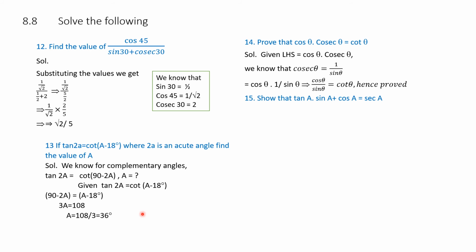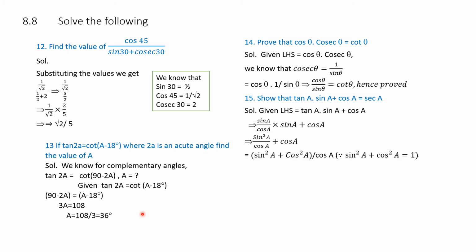Problem number 15. Show that tan A into sin A is equal to secant A. Left hand side, tan A into sin A. Tan A is sin A by cos A, into sin A plus cos A. Therefore, sin squared A by cos A plus cos A. Therefore, sin squared A plus cos squared A divided by cos A.